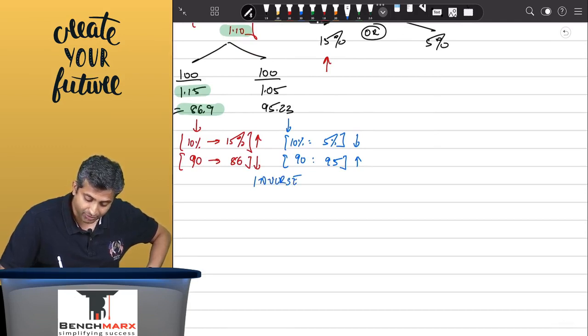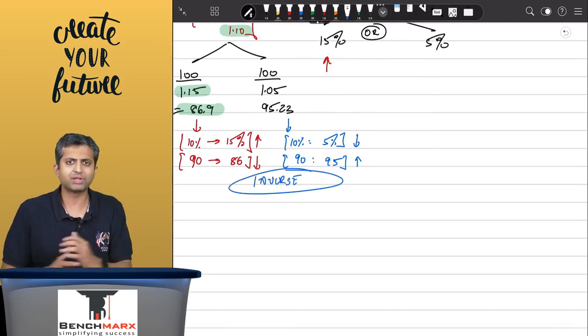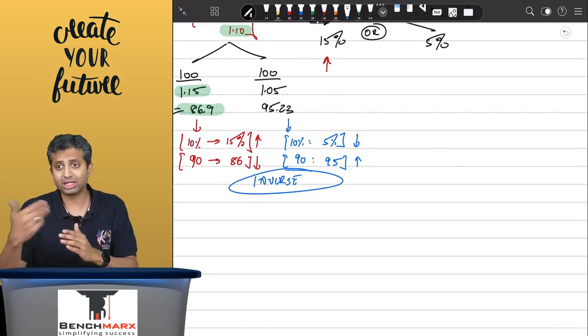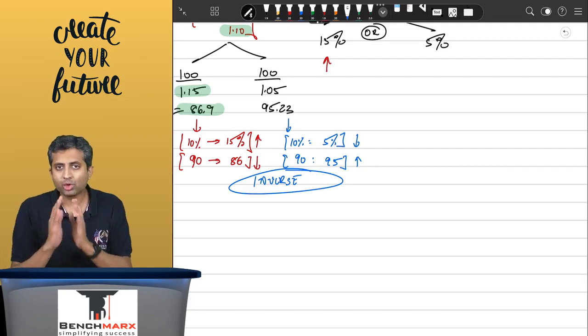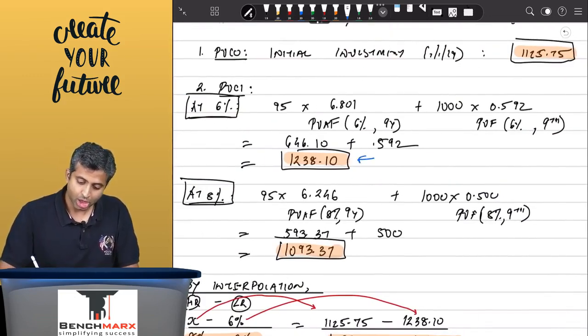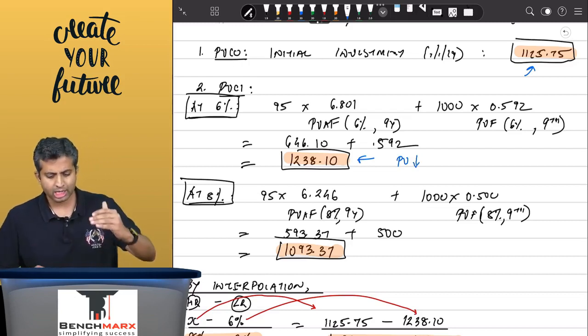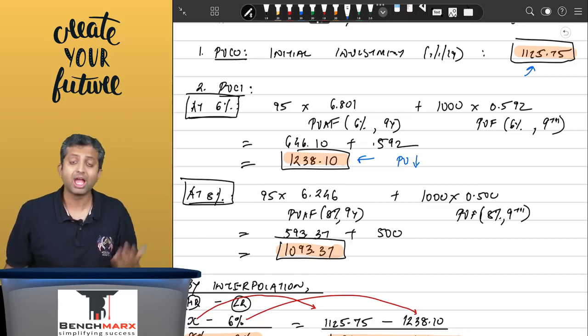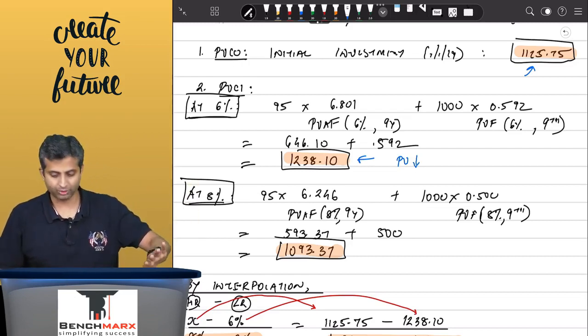Sir, what is the significance of this for the time being? Well, the significance of this inverse relationship is that in trial and error, in interpolation, if you are at 6% and your answer is 1238, as you can see over here, your desired target is 1125, which means you have to reduce the present value. You have to find a number which is greater than 1125, which you have, and then a number which is less than 1125.